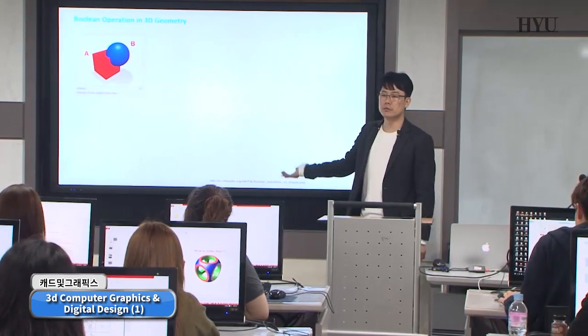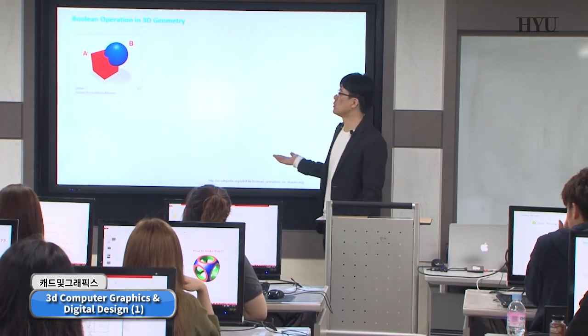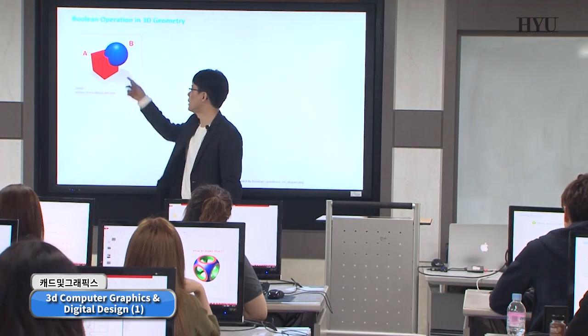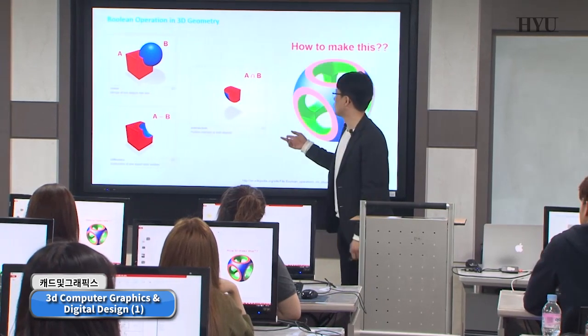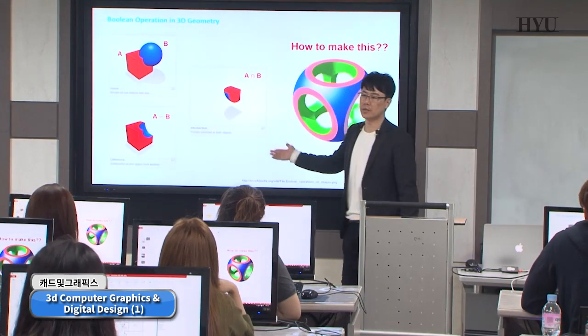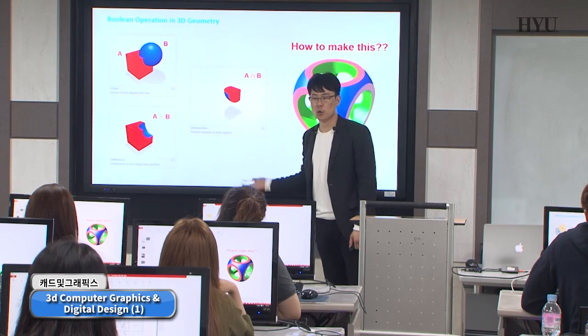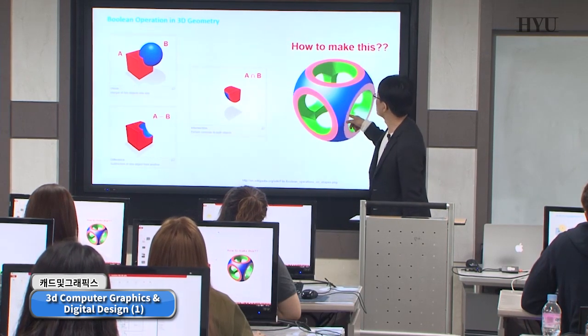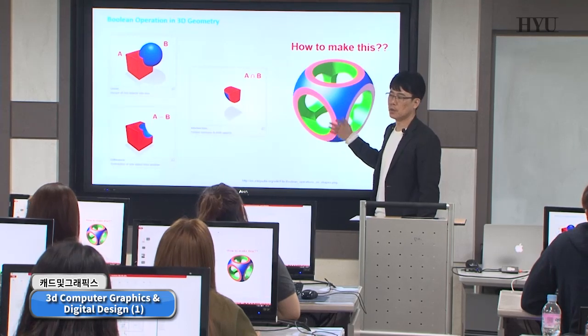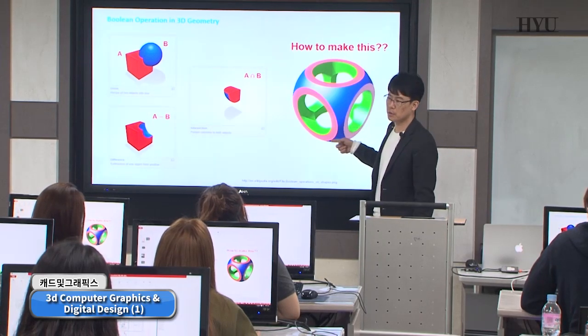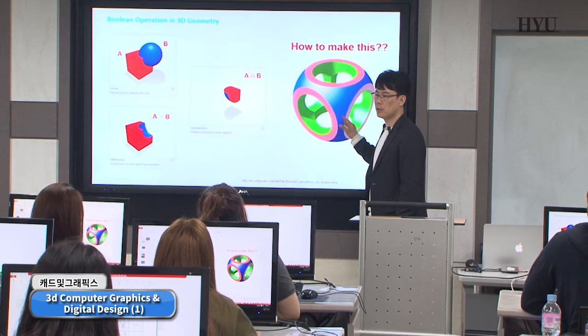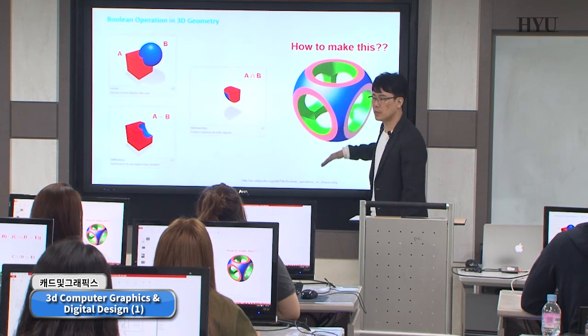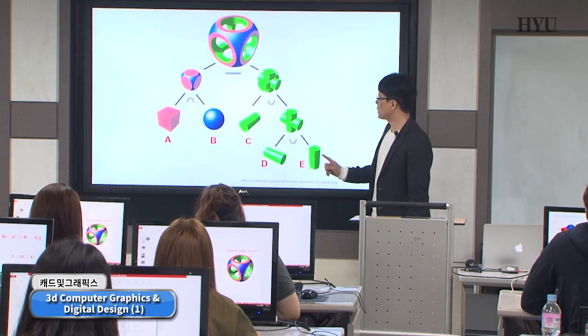How about 3D shapes, 3D geometry? If you have A and B, take a look, A minus B, union, and so on. Many more additional operations can be determined and represented. How about this one? How to make this shape? This one looks complicated. It's not revolving, okay? It's not sweeping. It's not extrusion.